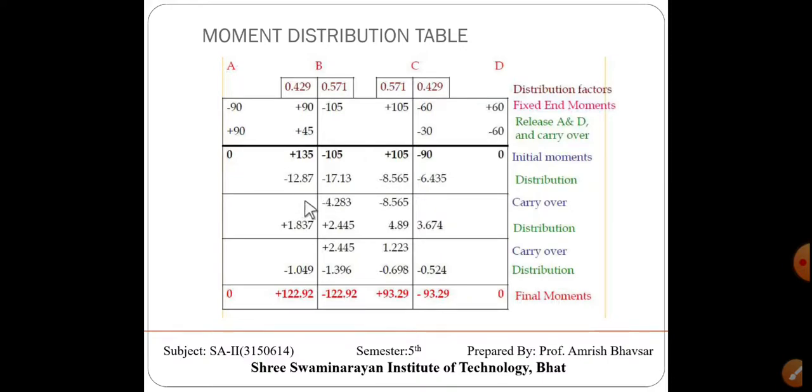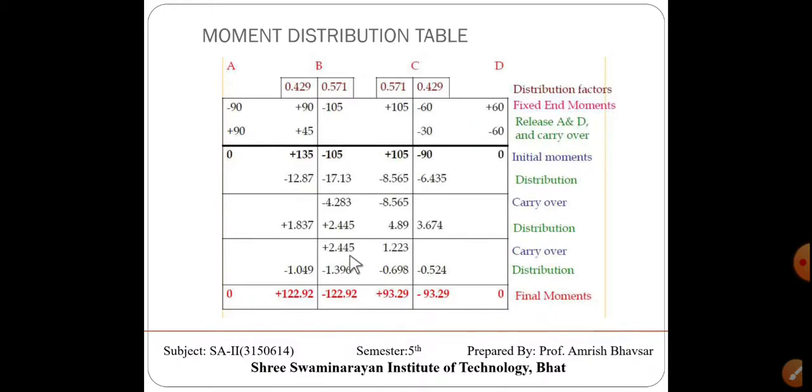Then the value here is 0. So summation of these two and multiply with this, then we will get this much. Again this value and multiply with this, we will get the 2.445. Now here this much value 8.56, it is negative, and some here value is 0. Then summation of these two value and multiply with this 0.57 means we will get this one. And again this summation of these two and multiply with this value 0.429, we will get this much.